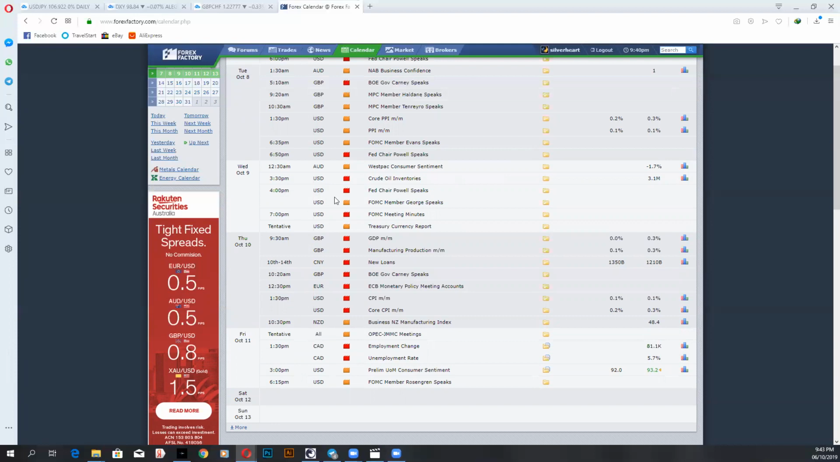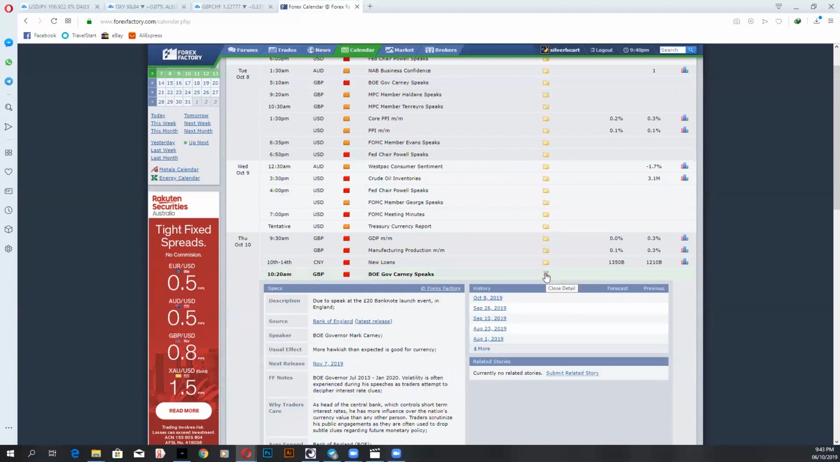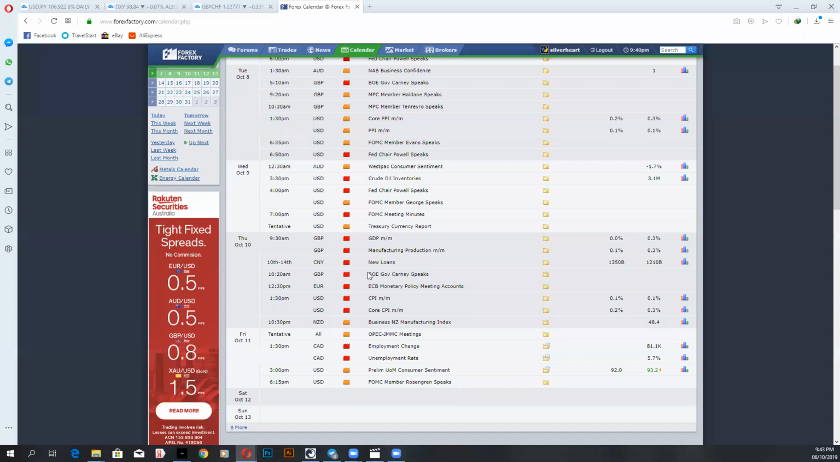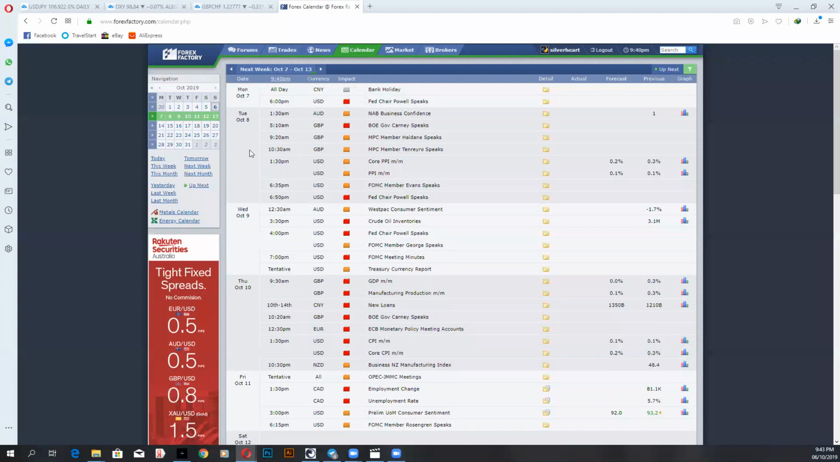We need to be pretty much aware of this. Let's see where Kanye is going to be speaking this week. Okay, a 20 euro bank note launch in England. They're launching a new note. Basically, Monday and Tuesday is a bit calm. For Wednesday, we have FOMC.